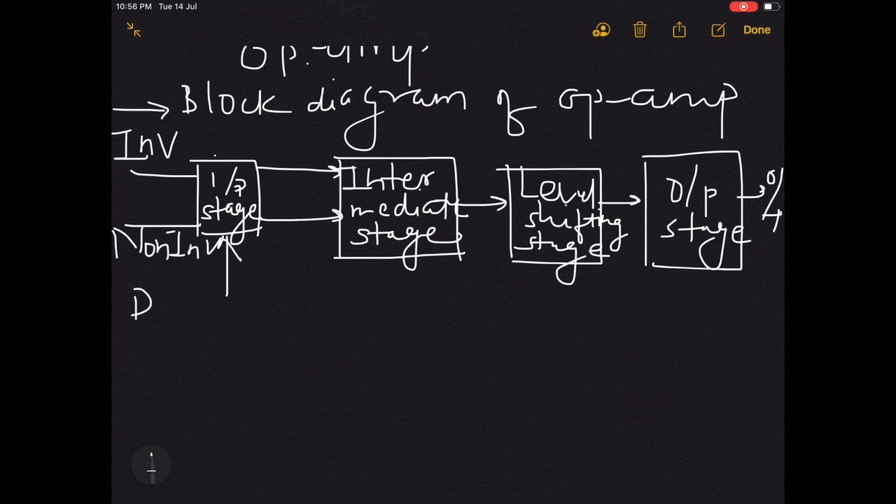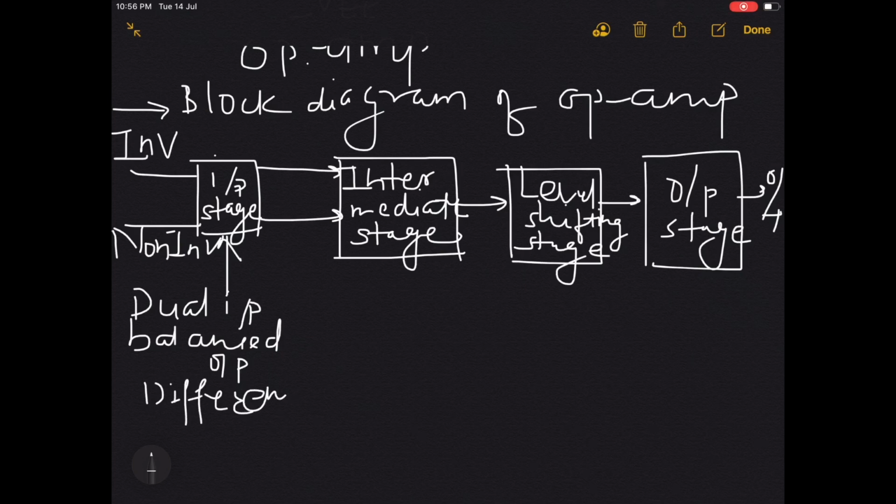So, the first stage contains which circuit? That is the dual input, balanced output differential amplifier. Differential amplifier you have learned in the second year in the EDC subject. It has 2 inputs, 2 outputs. That's why it is called dual input balanced. Input and output are the same, that's why it is known as balanced output.